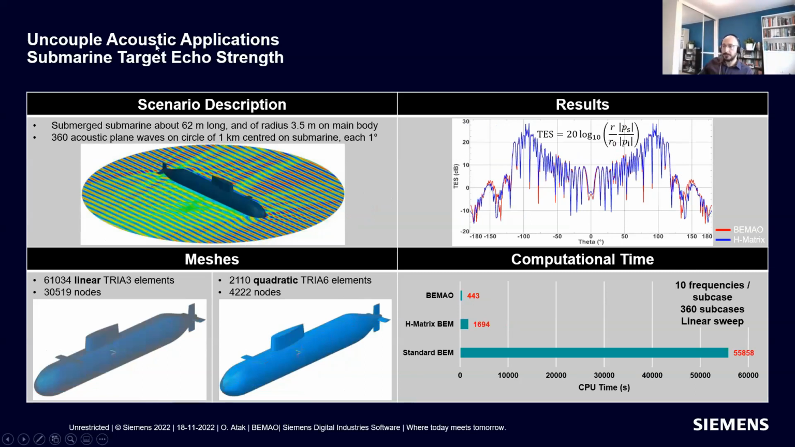So again, we are looking at an uncoupled acoustic application. This is a submarine application. It's 62 meters long, and this is what they call submarine target echo strength calculation. Here, the 30K nodes classical BEM and H-matrix discretization versus this kind of BEMAO discretization. We have 260 subcases for this case, and again, a linear standard BEM takes so much time. H-matrix, of course, accelerates it quite well, but BEMAO in this case can push it even further.